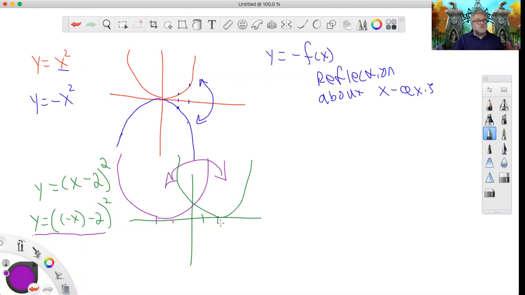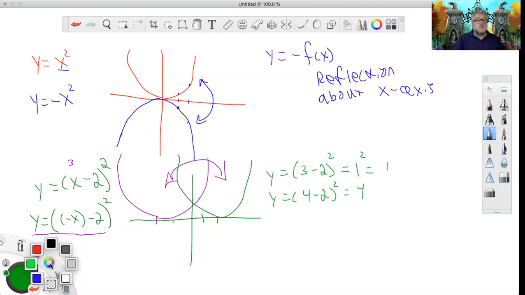Okay? So let's think about it here. Let's say here in the first one, I put in 3. So in the green, y equals 3 minus 2 squared. So that 3 minus 2 is 1 squared, equals 1, and let's do another point. y equals 4 minus 2 squared. 4 minus 2 is 2, 2 squared is 4. Okay, now let's mark those. So 3 would be right here. 4 would be up here.